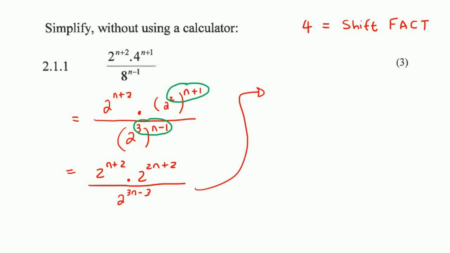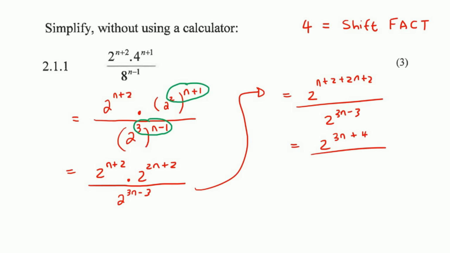So what we do is we say 2 to the power of n plus 2 plus 2n plus 2. See what I did there? I just added the exponents. We'll leave the one at the bottom for now. And so at the top, you're going to end up with 3n plus 4. And at the bottom, you're going to end up with the same as it was.